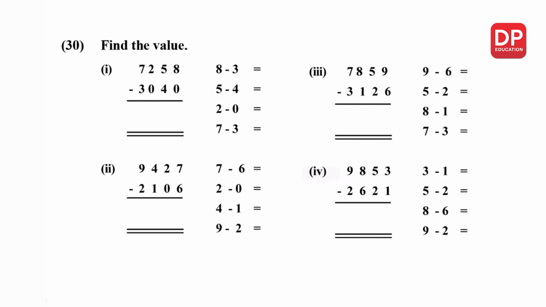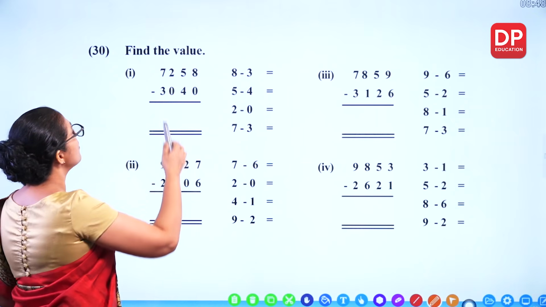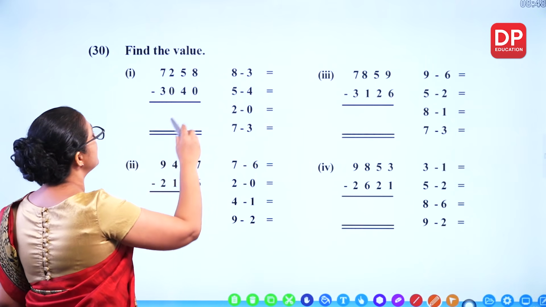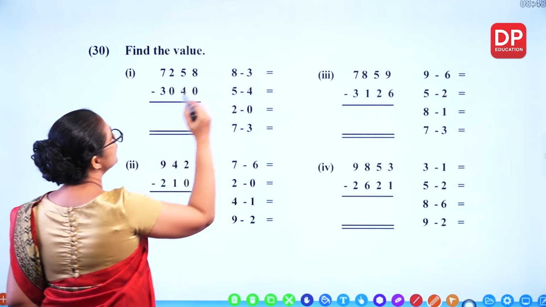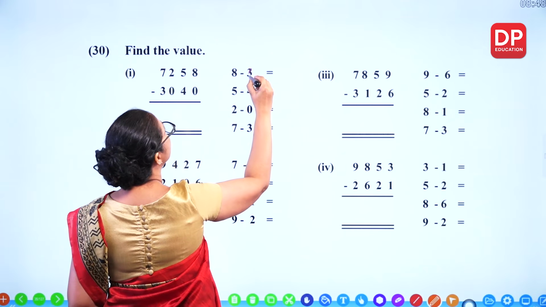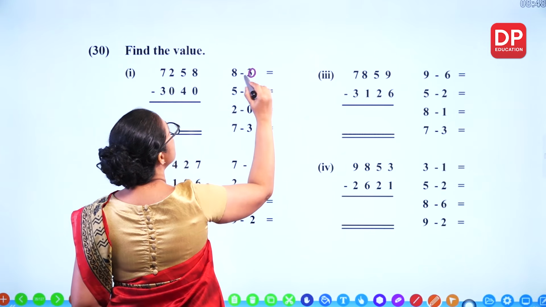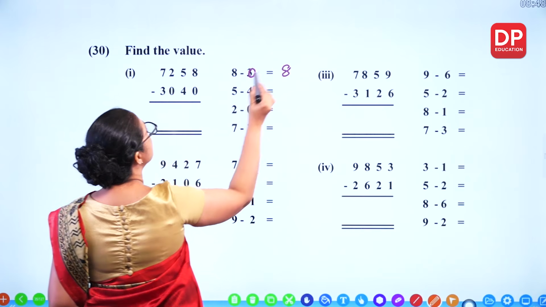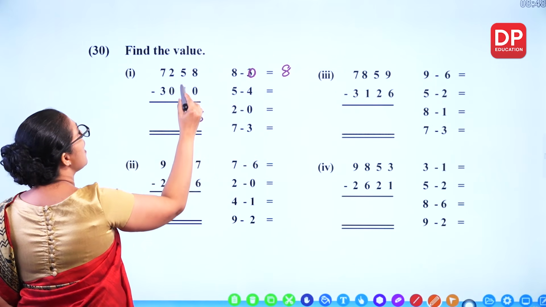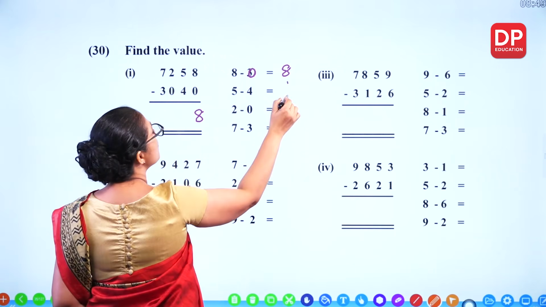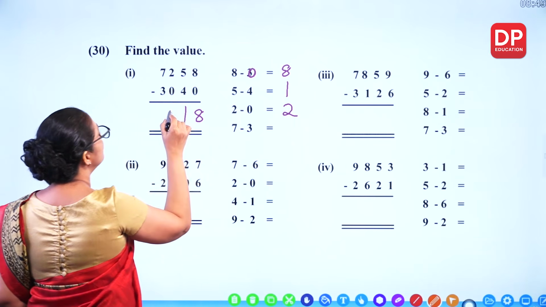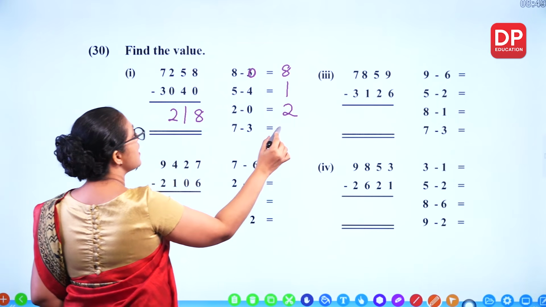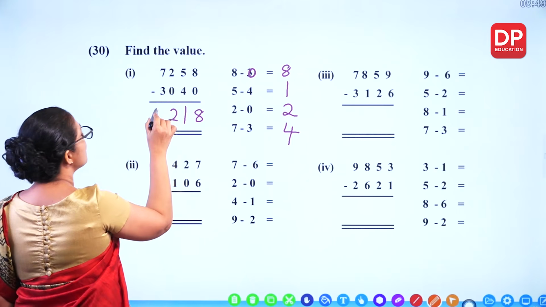Find the value. So same thing, now you get the thousands place as well. 8 minus 0 here. This should be 0. 8 minus 0 is 8. 5 minus 4, you get 1. 2 minus 0 is 2. And 7 minus 3, you get 4.